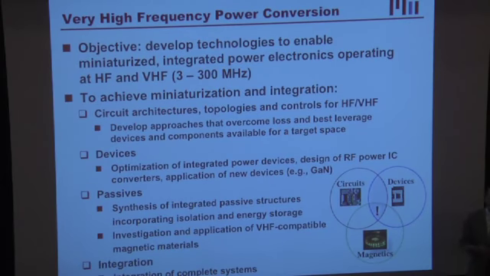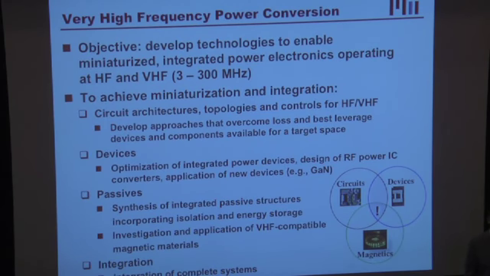So what do we do? What is the objective of this work? Well, it's really to develop technologies that are going to let us go up substantially in frequency and roughly into the HF and VHF range, or 3 to 300 megahertz kind of range. And to do this, we really have a few different thrusts. First is implementation of circuit architectures and topologies and controls that are suitable for running at these greatly increased frequencies.